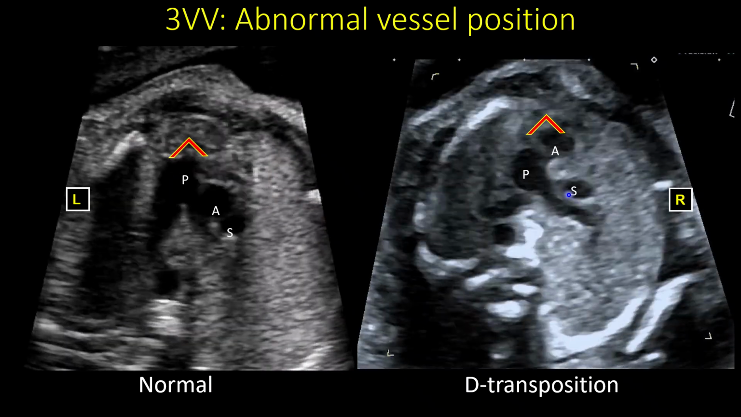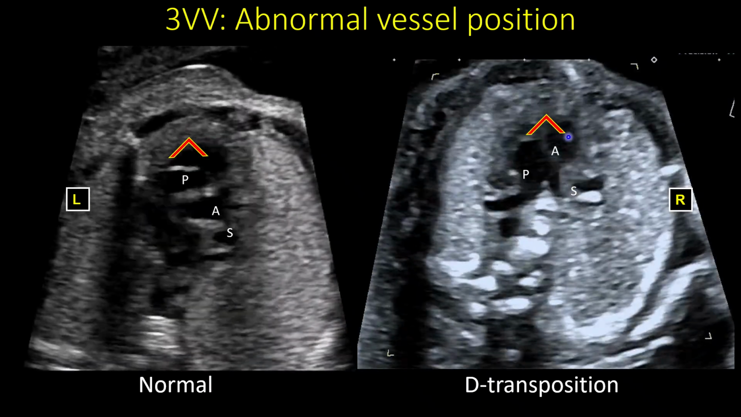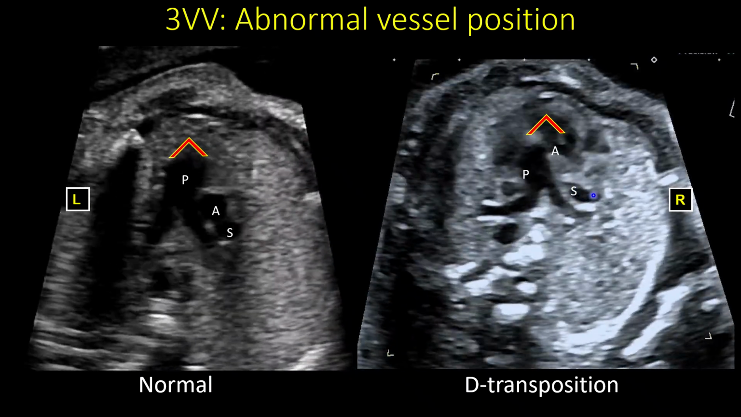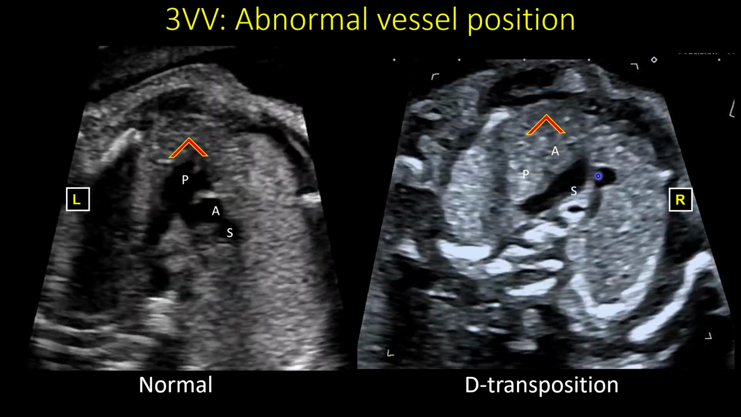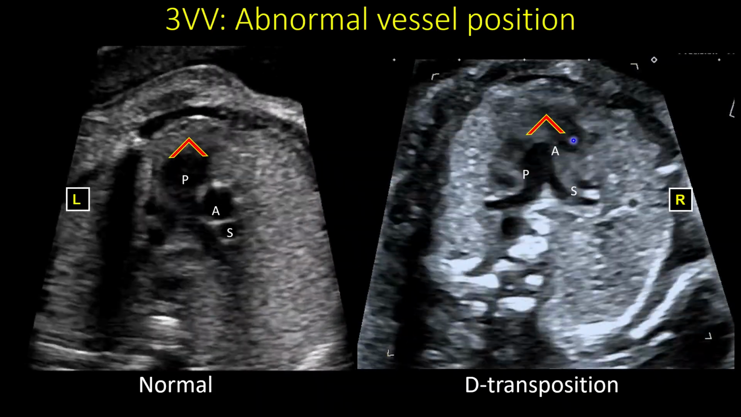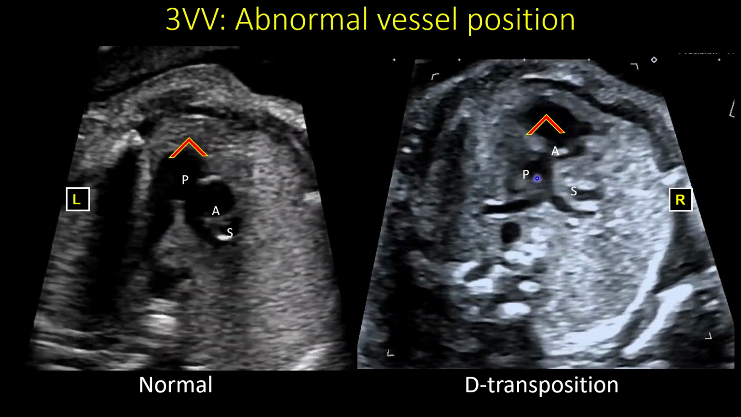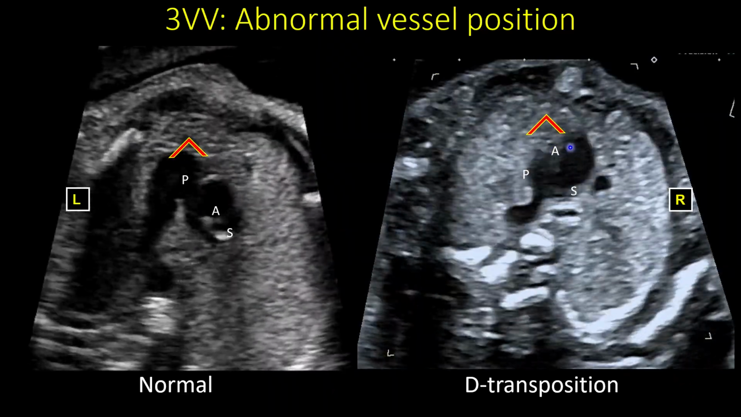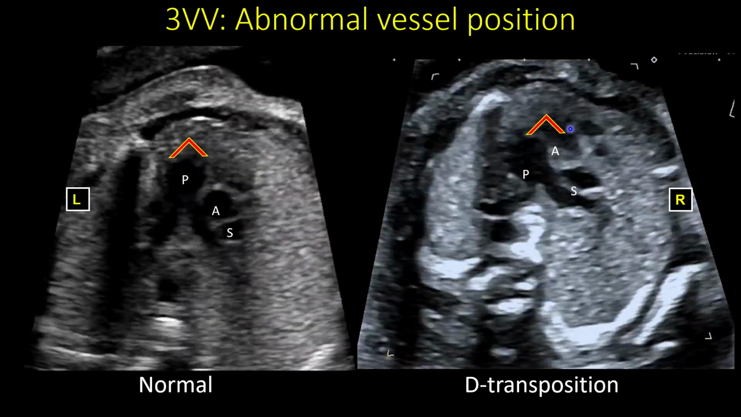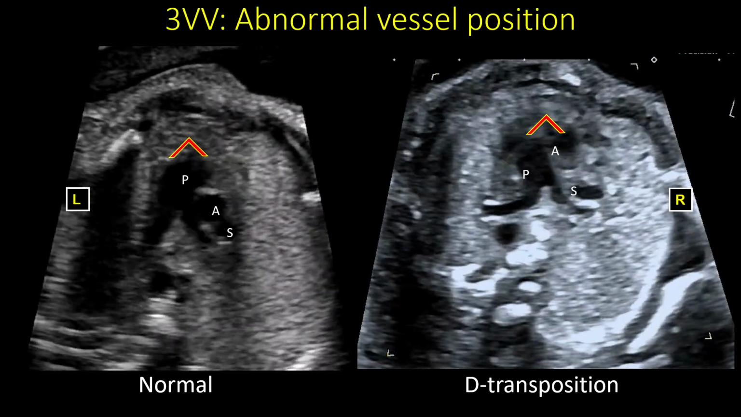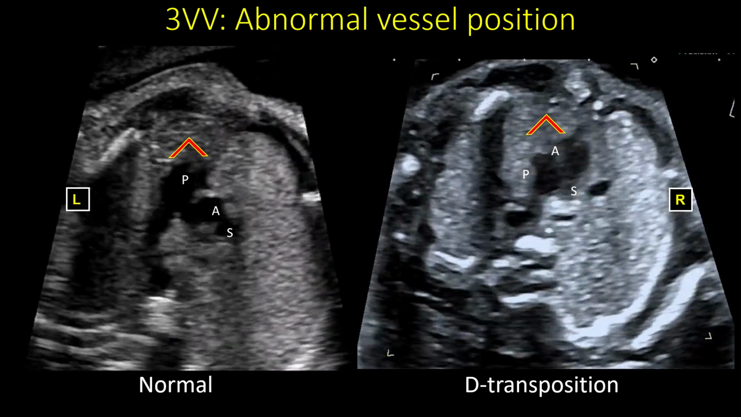And over here on the right panel, you can see, as an example for D-transposition of the great arteries, that there is an anterior positioned aorta. And so SVC on the right, the aorta is next to the SVC, it's on the right as well. And then you have the main pulmonary artery with PA branches here on the left, and the aorta is again more anterior than the pulmonary artery in this type of transposition.